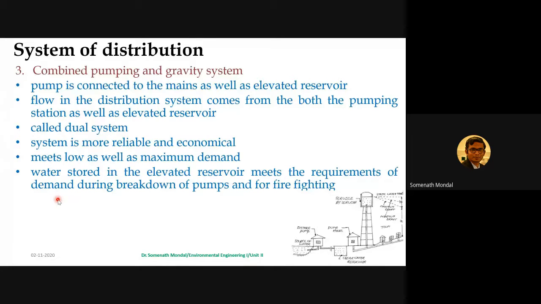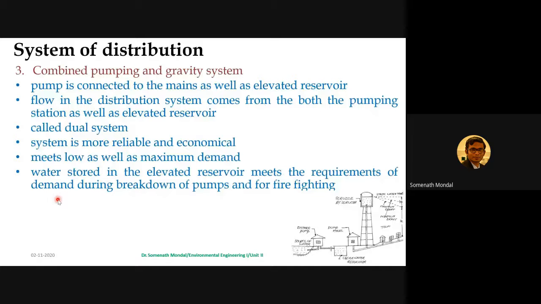The flow in the distribution system comes from both the pumping station as well as the elevated reservoirs. So that's the most advantageous part. In this system, water comes from two sources, one from the reservoir and the second from the pumping station. It is called a dual system or combined system, and it is more reliable and economical because it requires a uniform rate of pumping but meets low as well as maximum demand. So the flexibility associated with this system is the most among these three. The water stored in the elevated reservoir meets the demand during breakdown of the pumps and for firefighting as well. During firefighting, we have several options by which we can meet the demand. So these are the different advantages of the combined system.